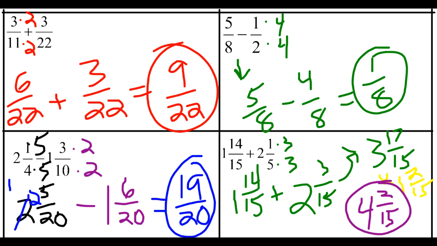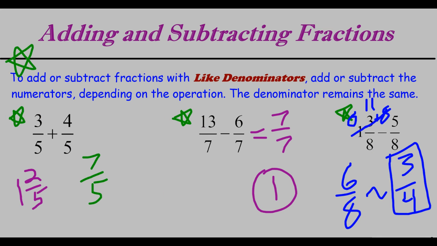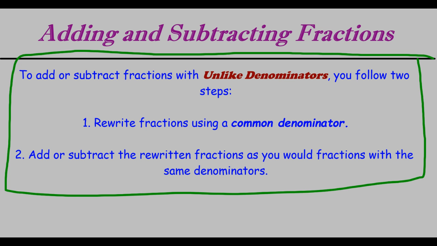So as a quick review, to add and subtract fractions of like denominators, you just add or subtract the numerators as appropriate, depending on the operation. To add or subtract fractions with unlike denominators, we use what we know about equivalent fractions to rewrite them with a common denominator and then add or subtract as we normally would.